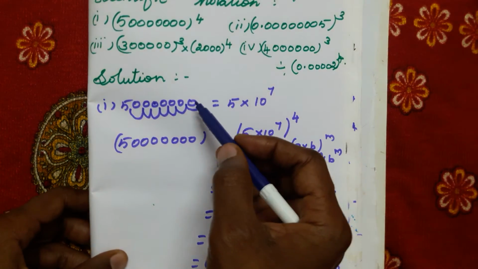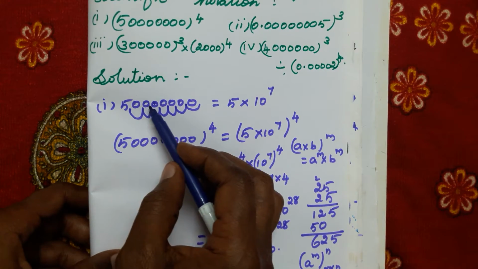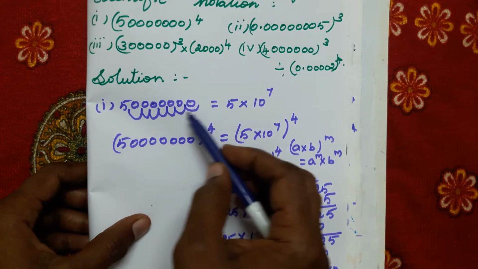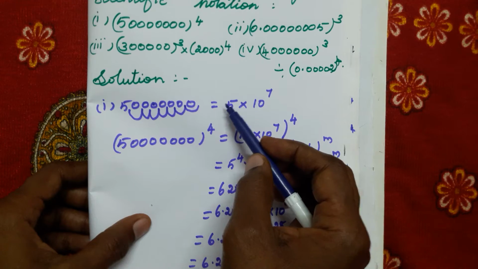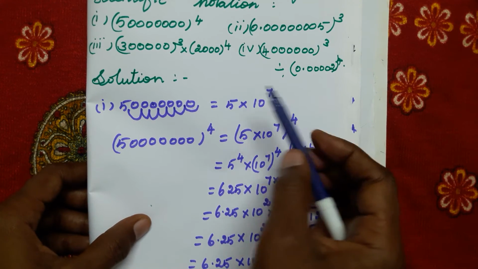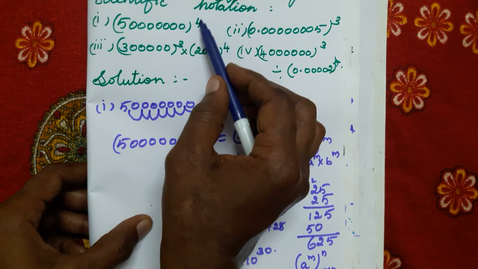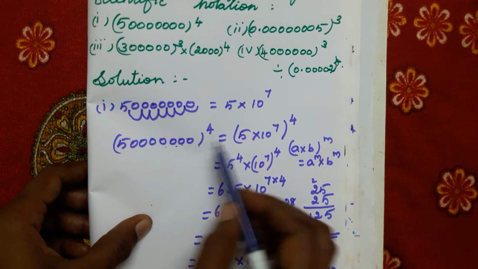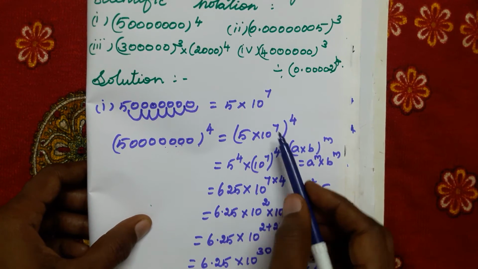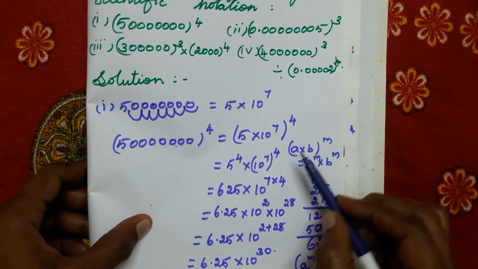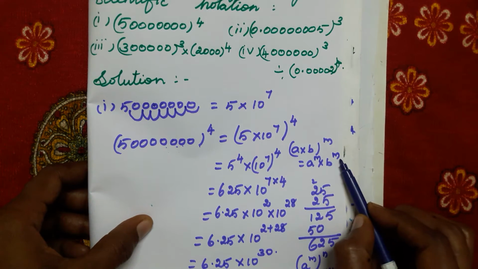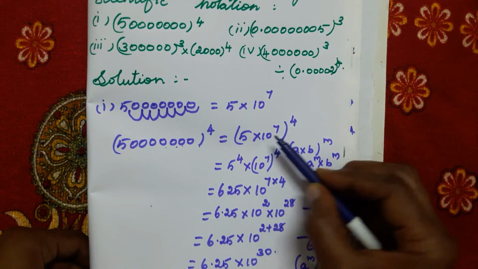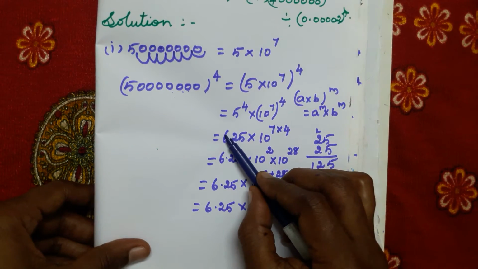First, 5 and then 7 zeros are there. When we are converting this number into scientific notation, 5 into 10 power 7. But we want to find out this number power 4. So it's equal to 5 into 10 power 7 the whole power 4. A into B the whole power m means A power m into B power m. So we can write 5 power 4 into 10 power 7 the whole power 4. What is 5 power 4? 5 5s are 25.